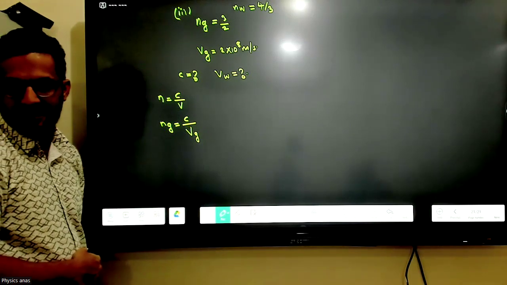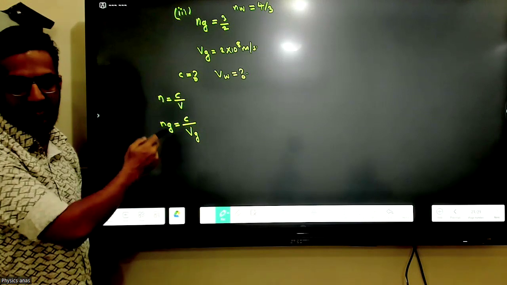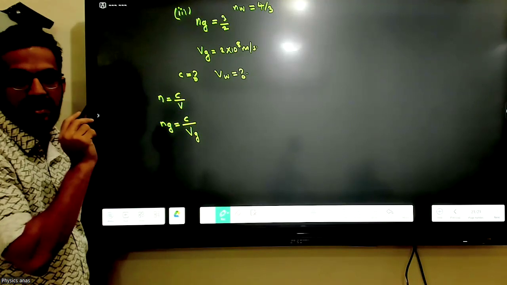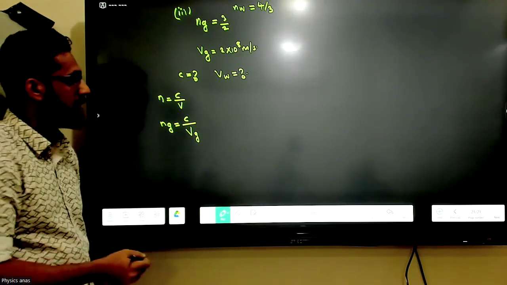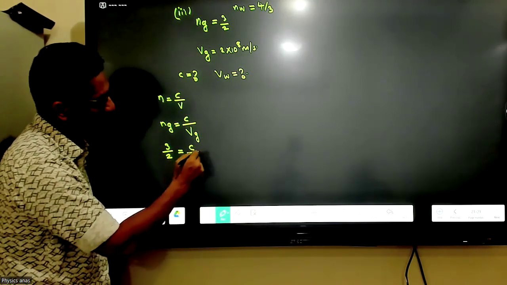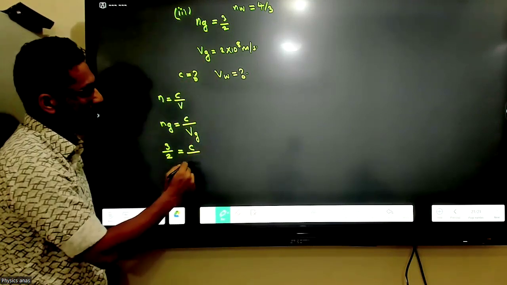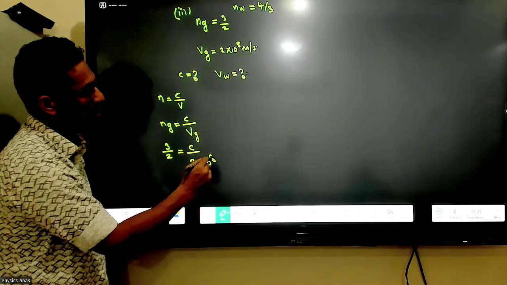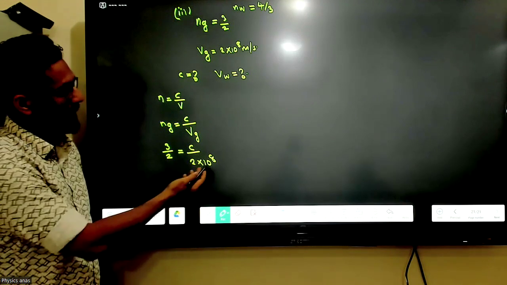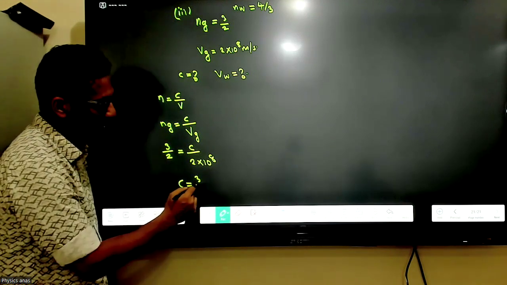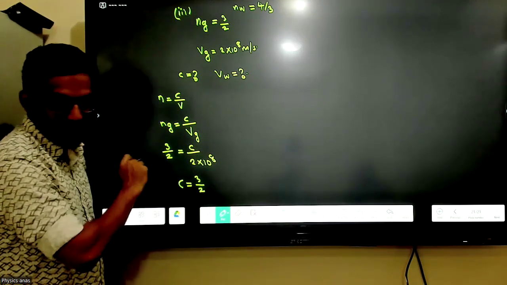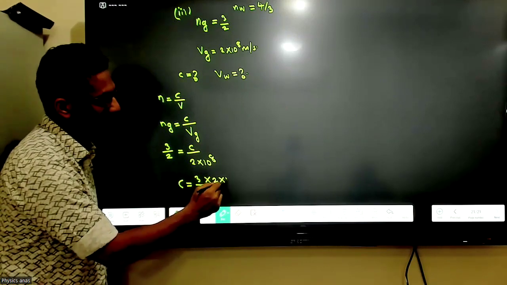Did you understand this? The refractive index of glass will be the speed of light in vacuum divided by the speed of light in glass. Glass is the medium. So ng is 3 by 2, which is equal to c by Vg. Vg is 2 into 10 raised to 8. So what is c? You can bring this term to the other side. 3 by 2 is already there. This is in the denominator, so if you bring it, it will be into 2 into 10 raised to 8.